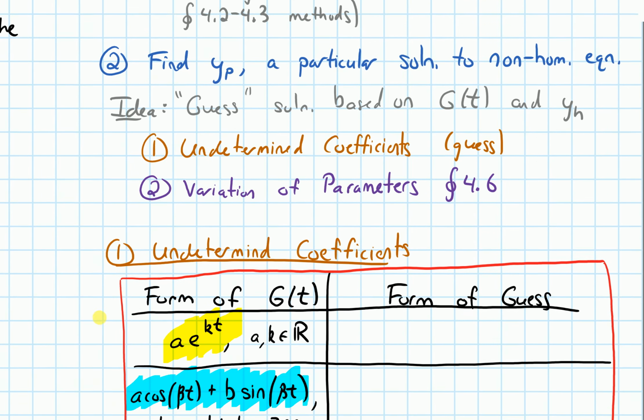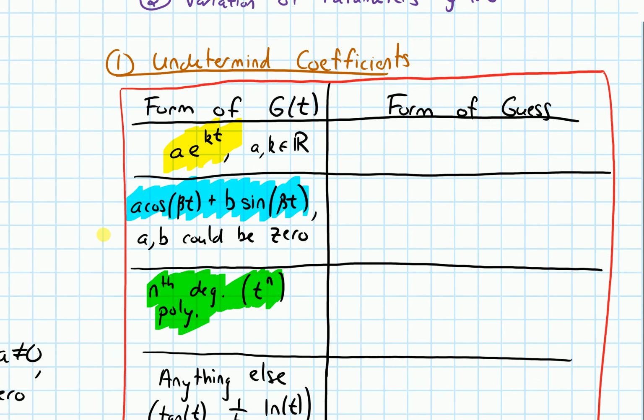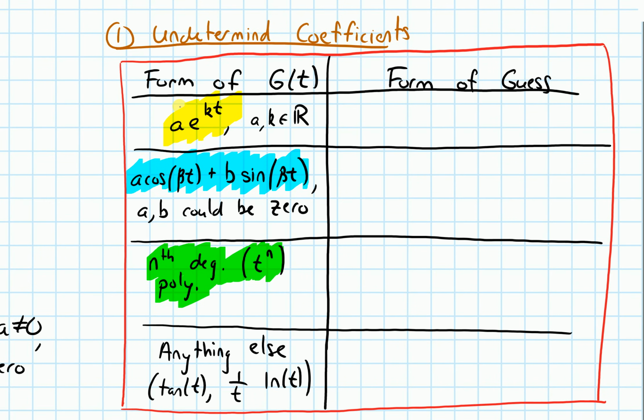Undetermined coefficients is helpful if the right-hand side, g of t, has a very specific form. Either an exponential function, something of the form a times e to the kt, where a and k are just real numbers, or a combination of trig functions, specifically sine functions and cosine functions, and either the a or the b are allowed to be 0. So we could just have one of these trig functions, like maybe just the cosine and not the sine, or vice versa. Or an nth degree polynomial.